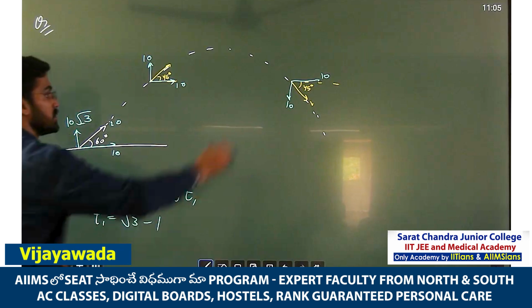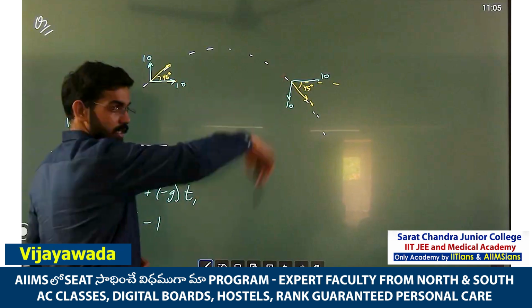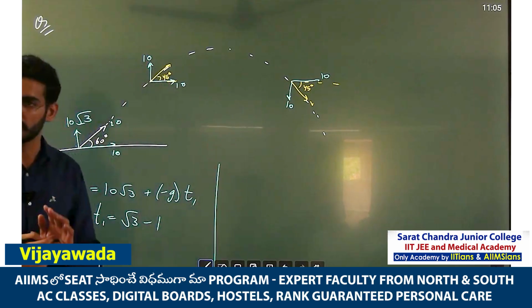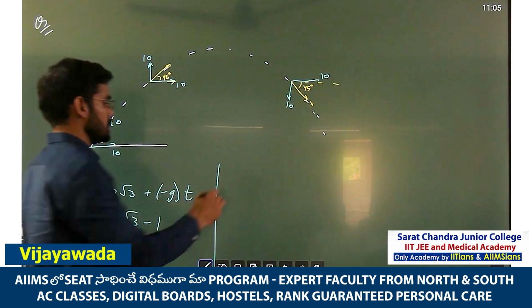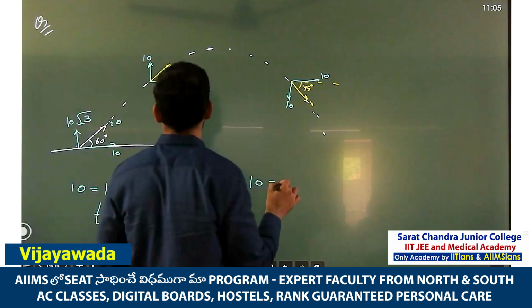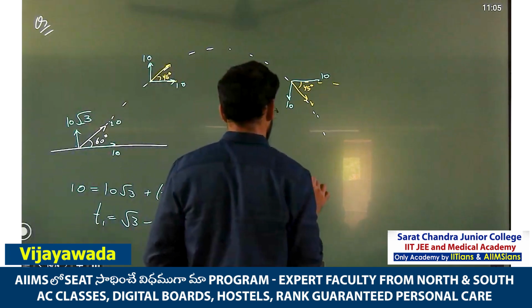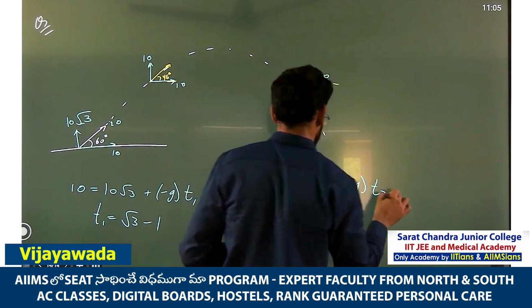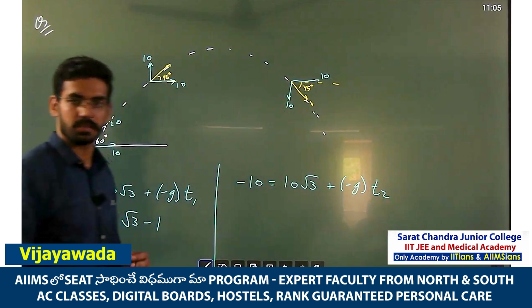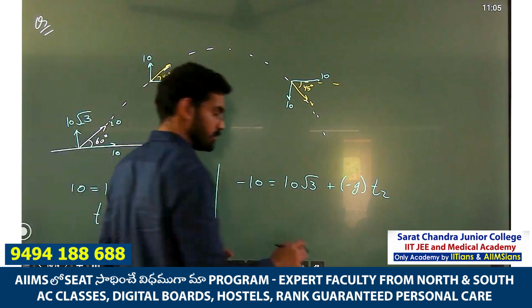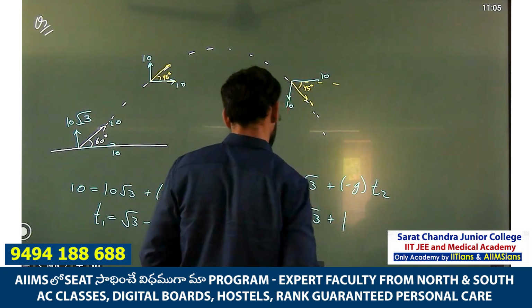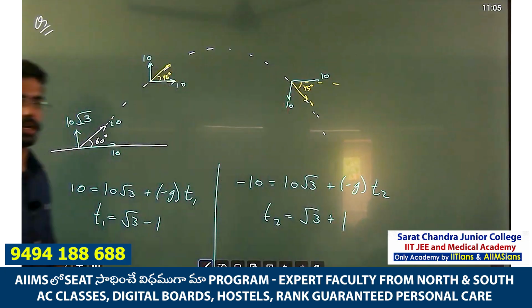For this one, we can say final velocity is minus 10. You have to put it with sign. If you put it with sign, you will get the correct answer. Final velocity minus 10 equals initial velocity 10 root 3 plus minus G into T2. Gravity is downward, so minus G. Sign you remember. T2 came how much? Root 3 plus 1. Got it?